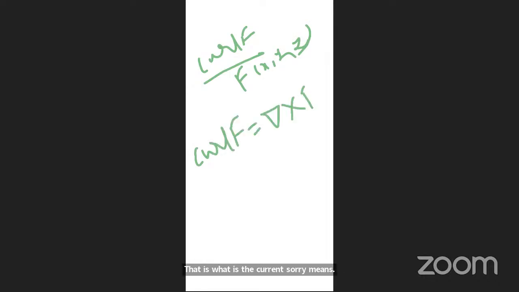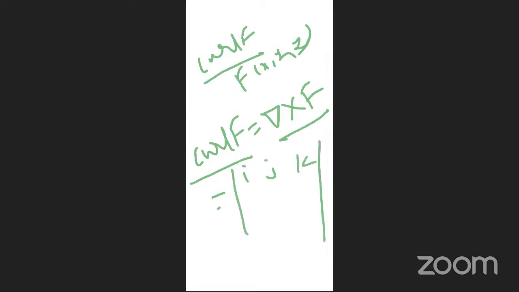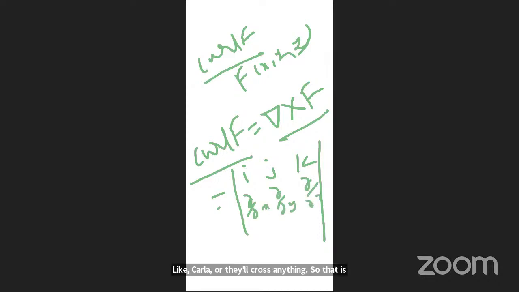Curl is defined for a vector function, that is F of x, y, z. What is the curl? Curl means curl F or del cross F. That is equal to the determinant of i, j, k; dou by dou x, dou by dou y, dou by dou z; and F, which is a vector with components Fx, Fy, Fz: the x-axis term, y-axis term, and z-axis term.